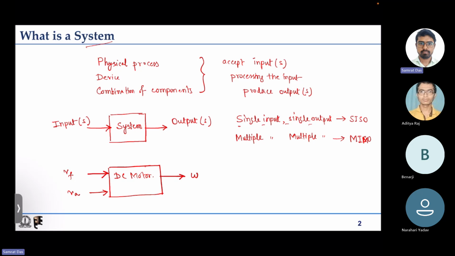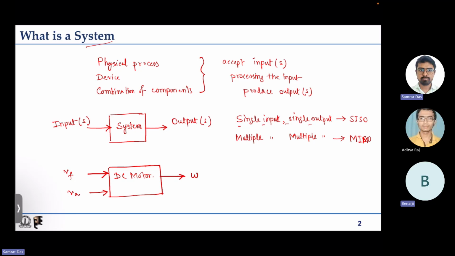So it's a MISO system, multiple input single output system in that sense. But mostly we'll see that while operating a DC motor, torque will not be the output. You will apply the field voltage and the armature voltage. Torque is an intermediate variable in that sense, because finally we want the motor to run at a particular speed.